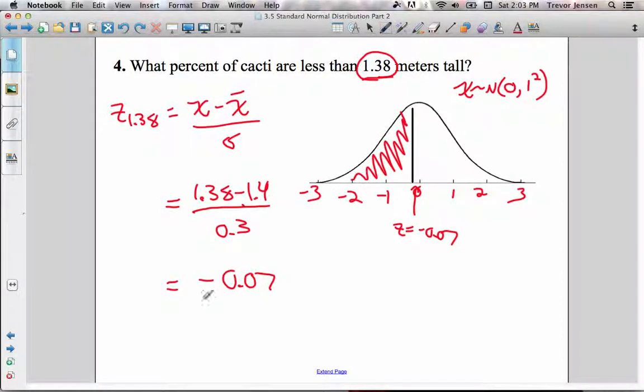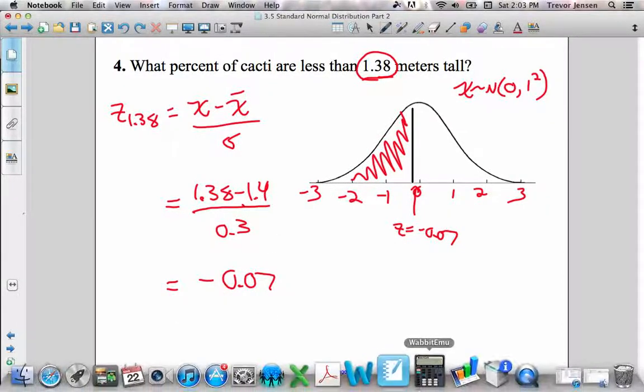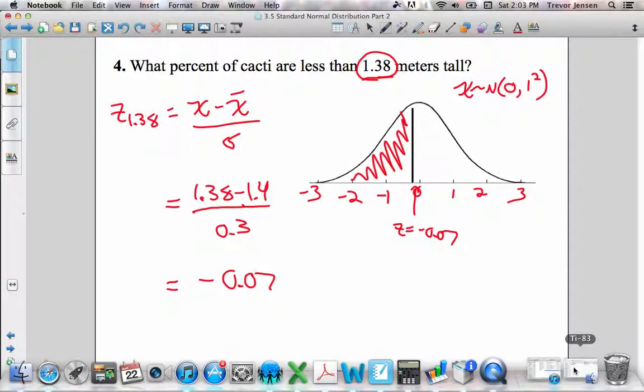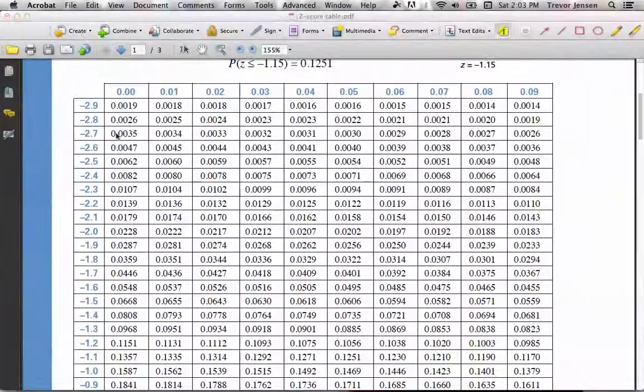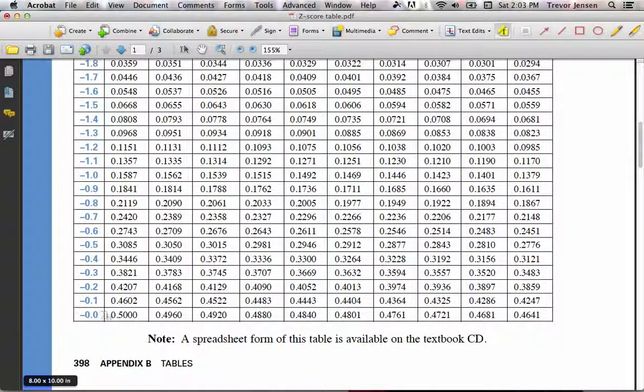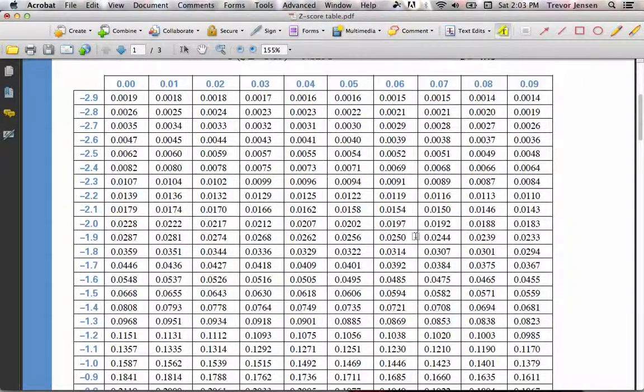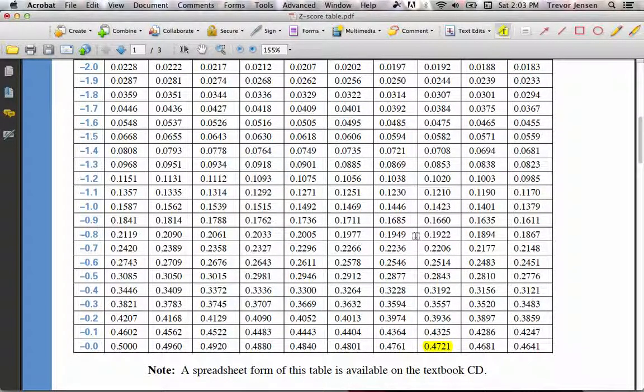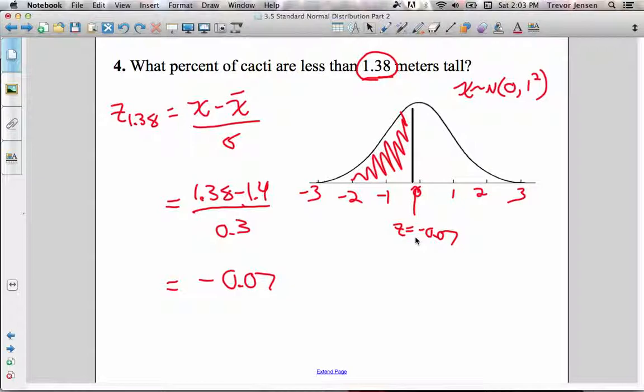To find the area to the left, all you have to do is look at your z-score table. Do I have one up already? Yes, I do. Find negative 0.07. So negative 0.0, go across to 7. So 0, 1, 2, 3, 4, 5, 6, 7. There it is here. Make sure I lined it up right. Yep. So that would tell us 47.21%.